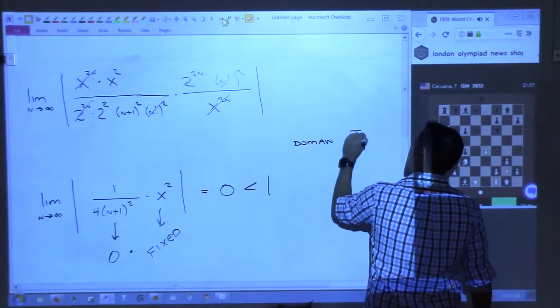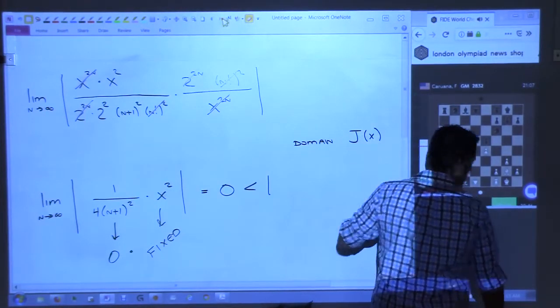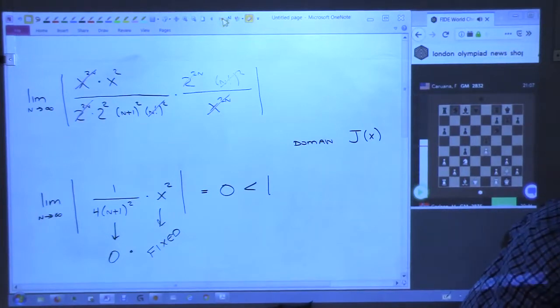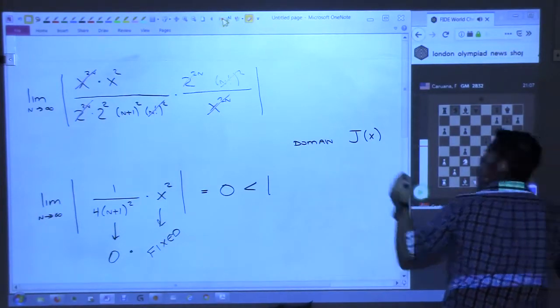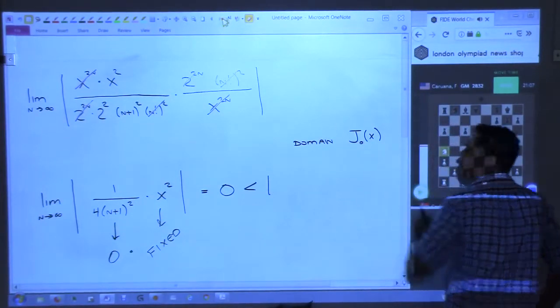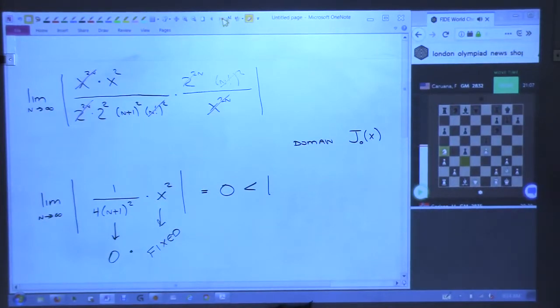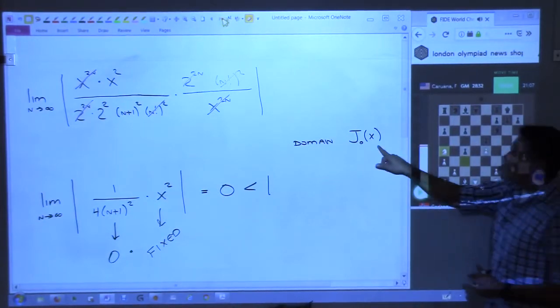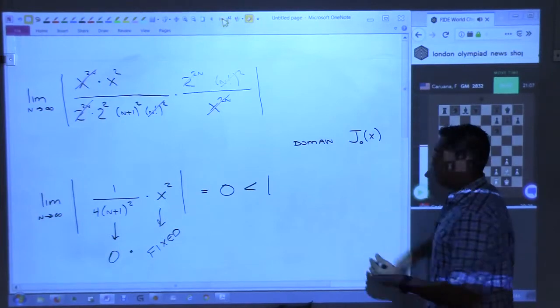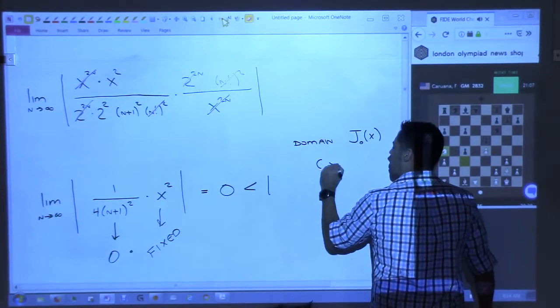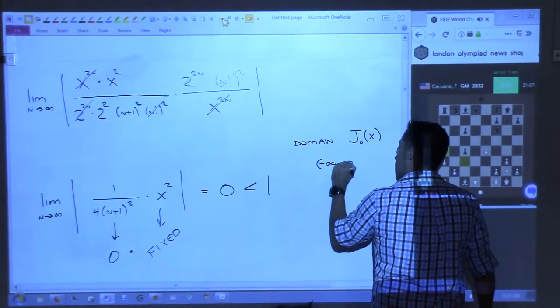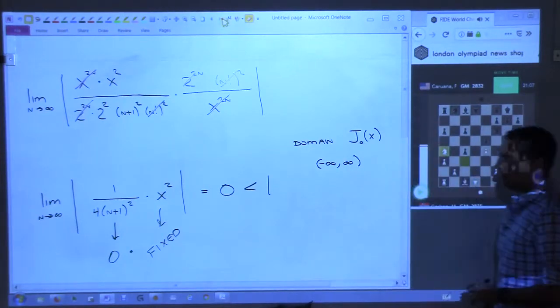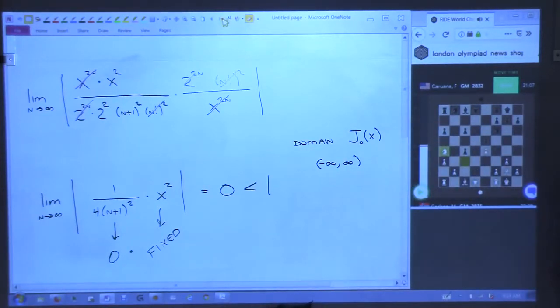So the domain of this, when I wrote that capital J of x, did I put a little subscript 0 underneath it? I don't think I did. I forgot to put this. That's what tells you it's order 0, sorry. So the domain of this function is everything, right? All real numbers, negative infinity to infinity. Everything.